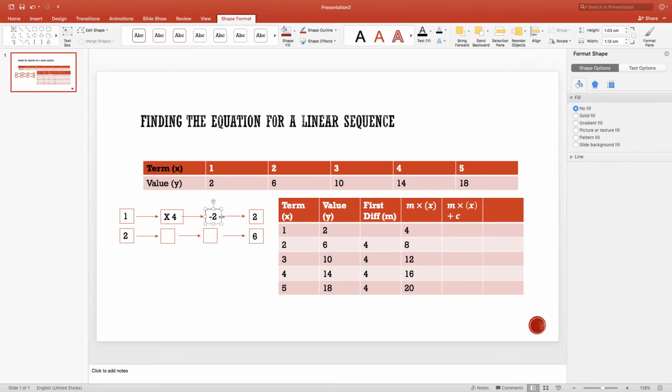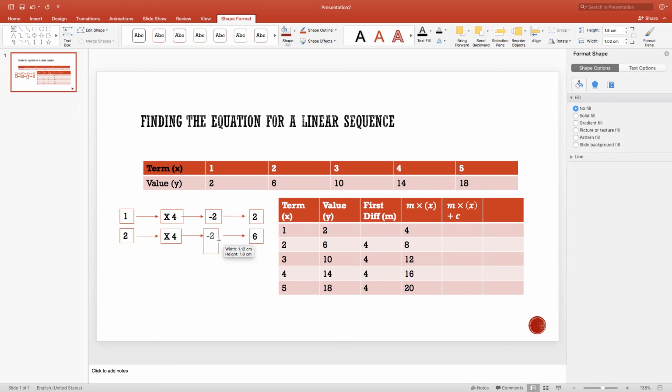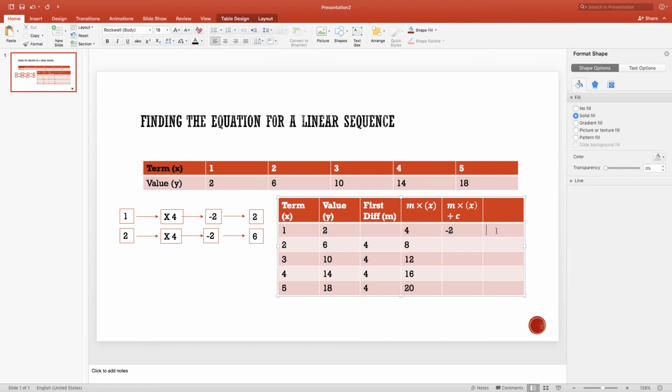from this. So 1 times 4 is 4, take away 2 is 2. If we did the same here, times 4, we would have to go 2 times 4 is 8, take away 2 would give us 6. So the rule that we're going to come up with, we're going to go take away 2 equals 2. Take away 2 equals 6.